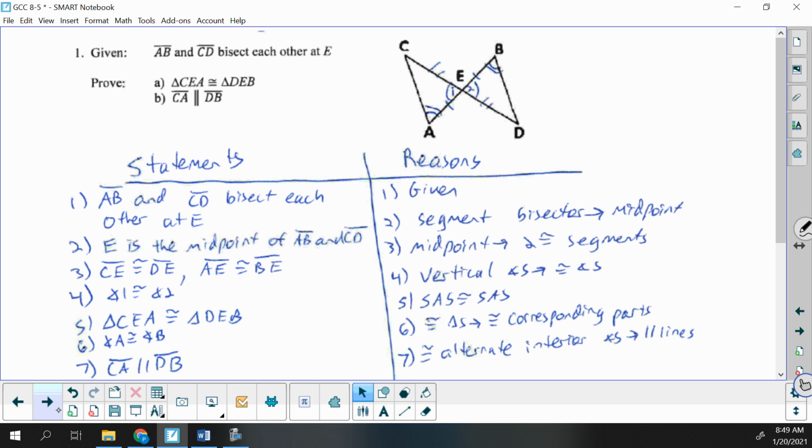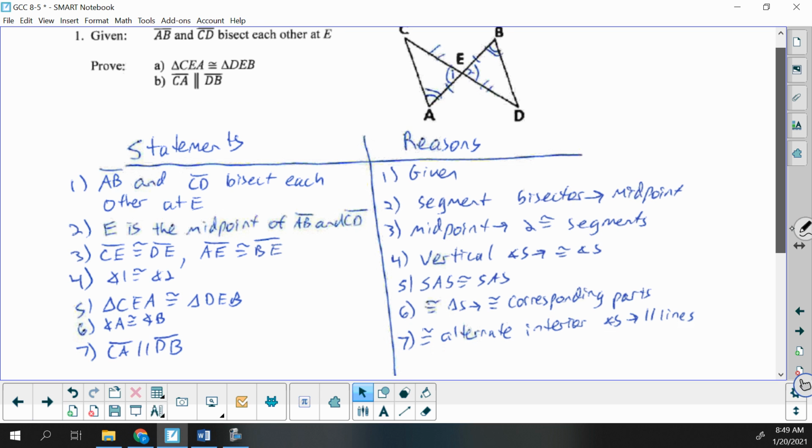All right, moving over to the homework. We're given that AB and CD bisect each other. So we're bisecting, we've got segments, so we want to use segment bisector implies midpoint. Because they bisect each other, E will be the midpoint of both. So E is the midpoint of AB and CD. Automatically, we should know in step 3 then to do midpoint implies 2 congruent segments. So we'll have 2 sets of congruent segments because E is the midpoint of both of them.